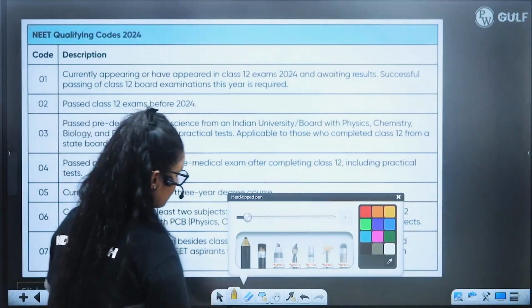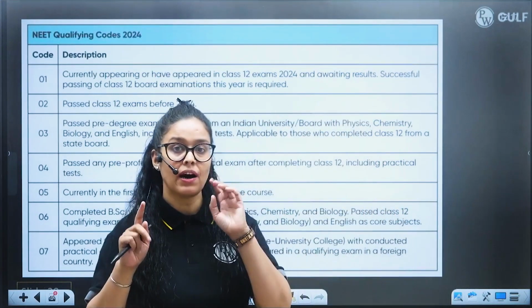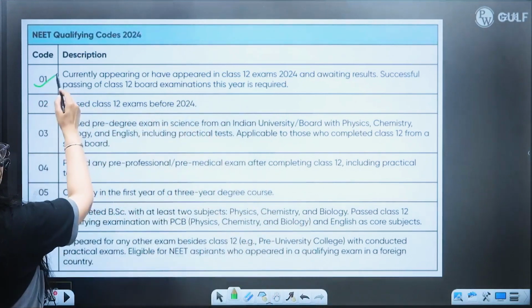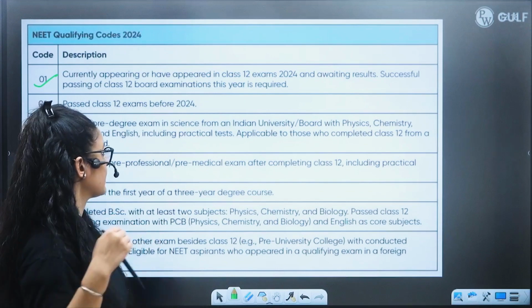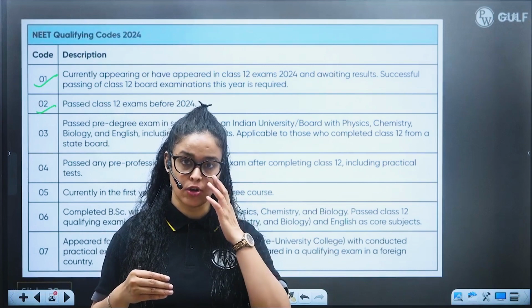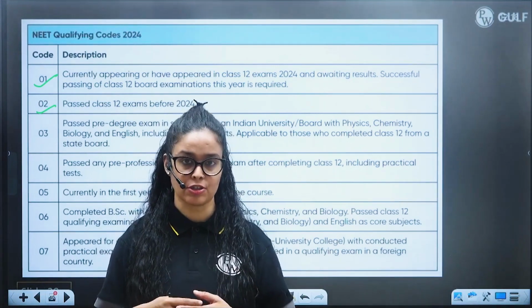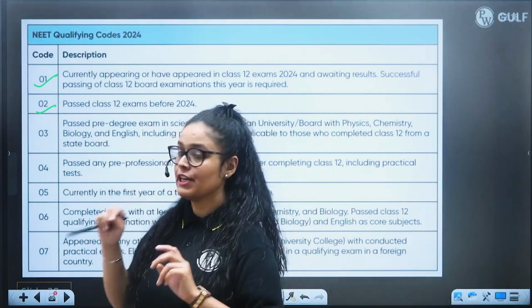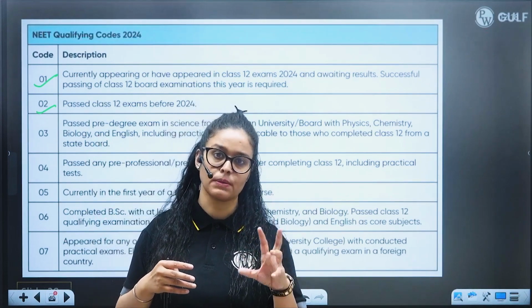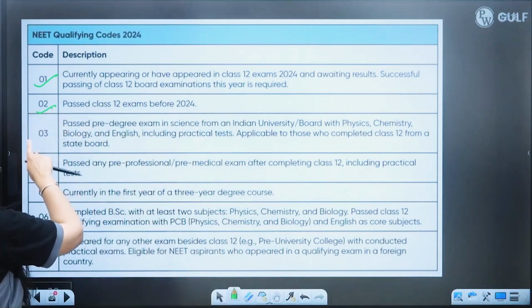Then some kids are confused about the codes, which codes they should fill. So if you are a fresher or appearing in class 12th, you will use code 1. Code 2 is for those who have already passed their class 12th exam and have taken a year's drop or gap for preparation. Suppose you have completed your 12th from an open board or from private schools, you will use code 2 only.